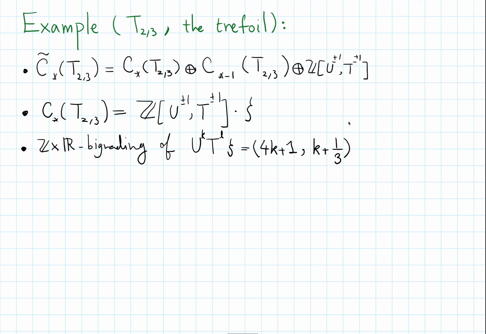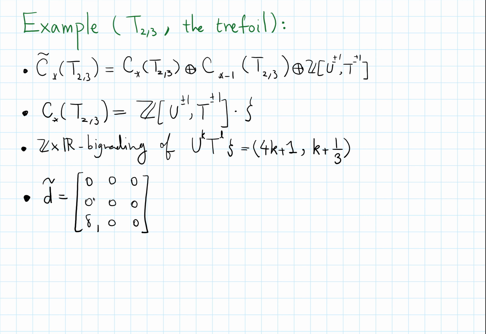in two variables u and t. And this guy, of course, has a Z times R bigrading. When we look at the element u to the k, t to the l times the generator here, that element has this bigrading. So the integer grading is 4k plus 1, and the real grading is k plus 1/3.